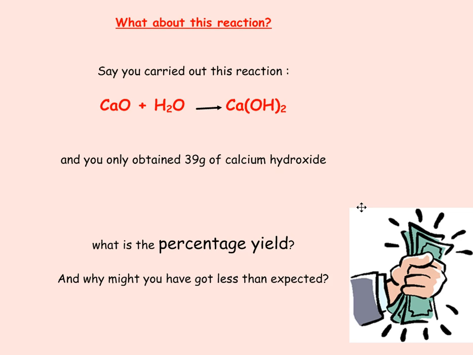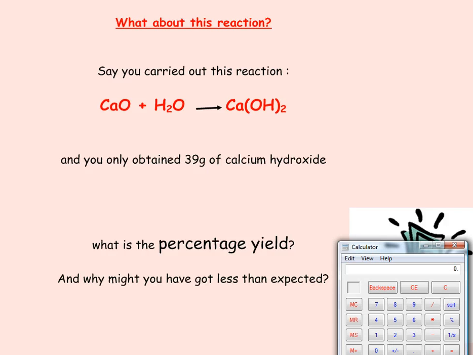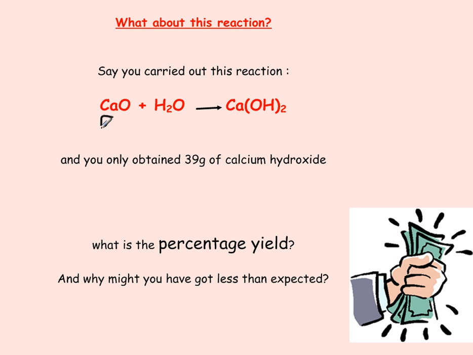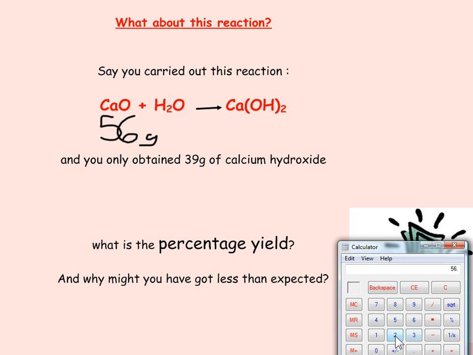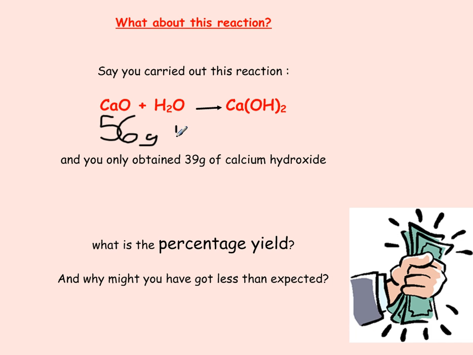So let's find out how much we should have made. Now you need your periodic table, which we get in the exam, and a calculator. So if we look up Ca, I think that is 40, but I will check with my handy periodic table. Yes, it is 40 plus 16 for the oxygen, so 56 of that. Okay, and then water, 2 hydrogens, that's 2 plus 16 for oxygen is 18.